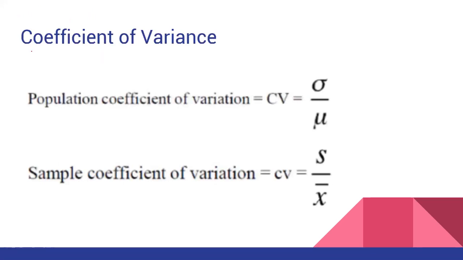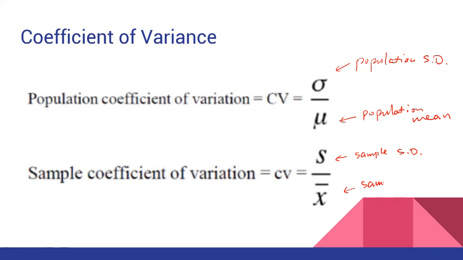Okay, next, and the last of the measurements of variability is called coefficient of variation. For population, the coefficient of variation is denoted with uppercase CV, which is defined as sigma over mu. That means population standard deviation over population mean. For samples, the sample coefficient of variation is denoted with lowercase cv, which is S over X bar. S is the sample standard deviation. X bar means sample mean. Okay, please write them in your notebook.